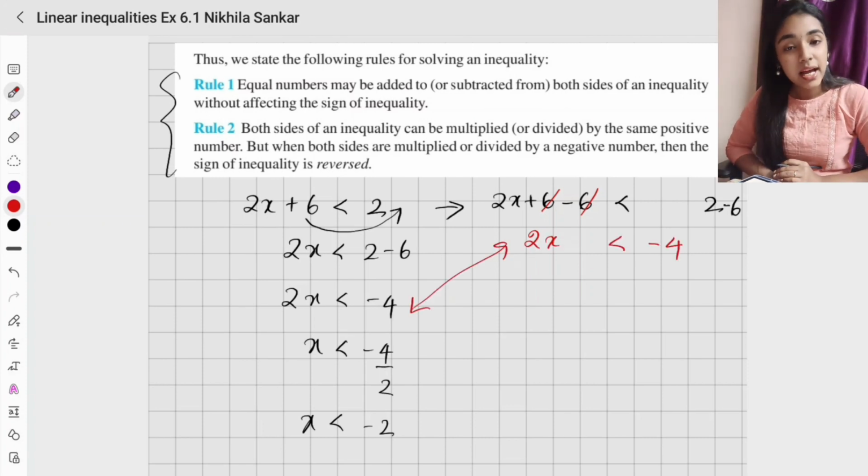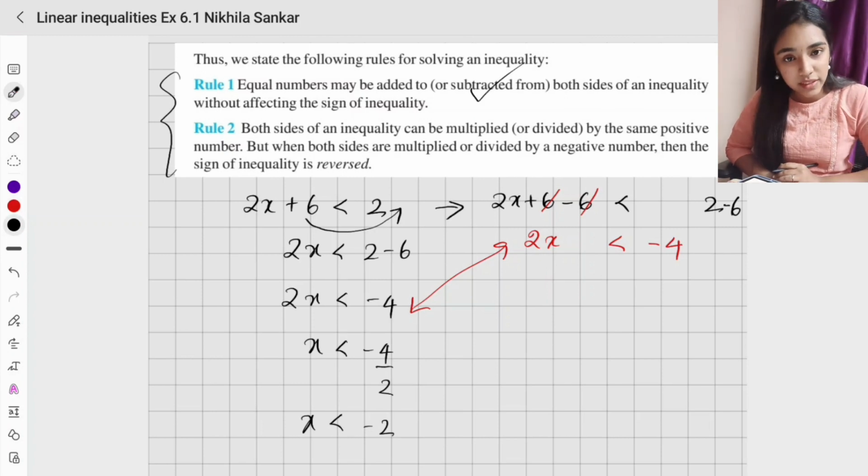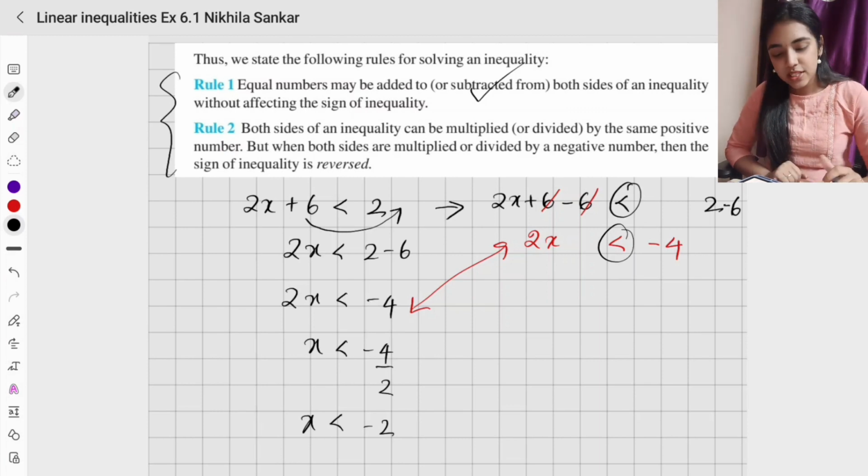So what am I doing? I am adding or subtracting equal values on both sides of the inequality. This is rule number 1, without affecting the sign of the inequality. Now, here there was a less than, and here also there is a less than. So it did not affect the inequality.